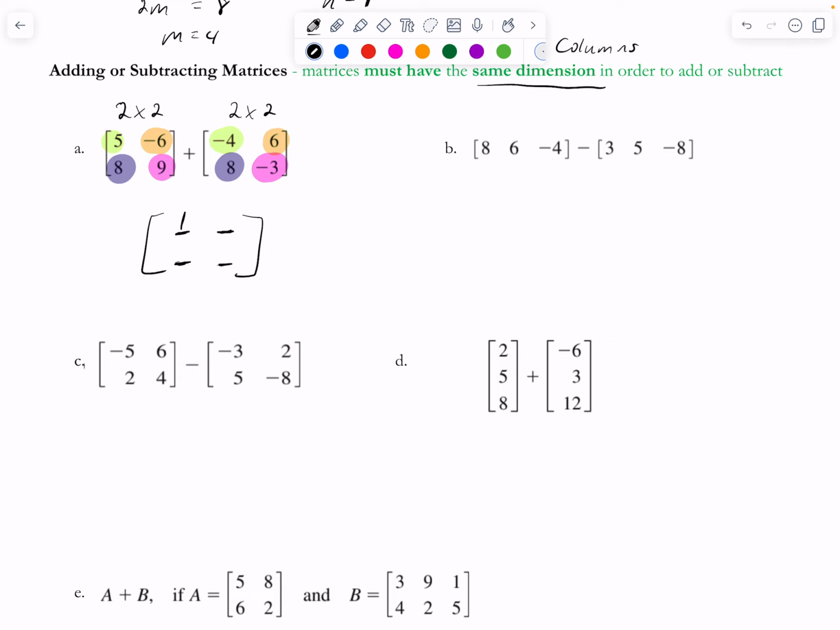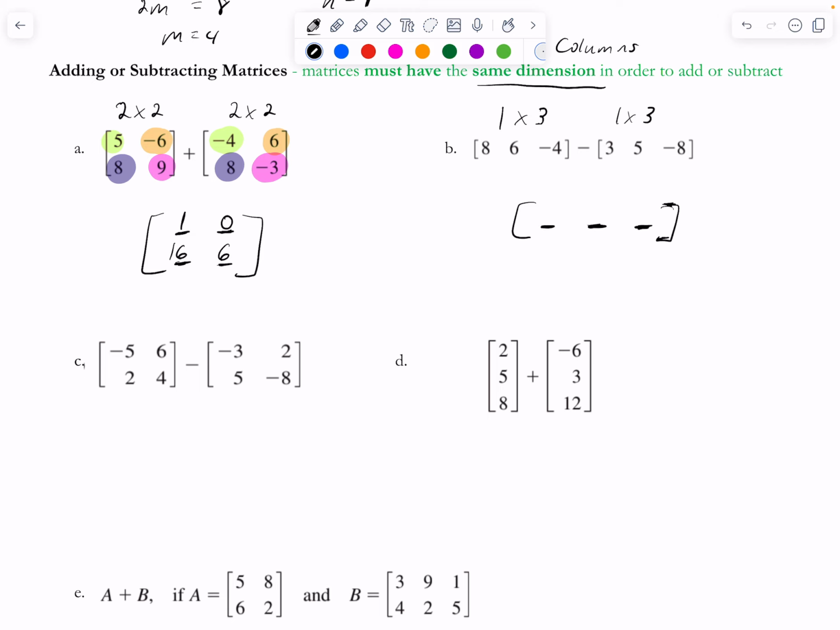So we get 1, 0, 16, and 6. All right, and that's how you add matrices. If you want to do part B, you could do subtraction with this, and this is what is called a row matrix because we only have 1 row. So this is 1 row by 3 columns for both of them. So our solution will be 1 row by 3 columns.